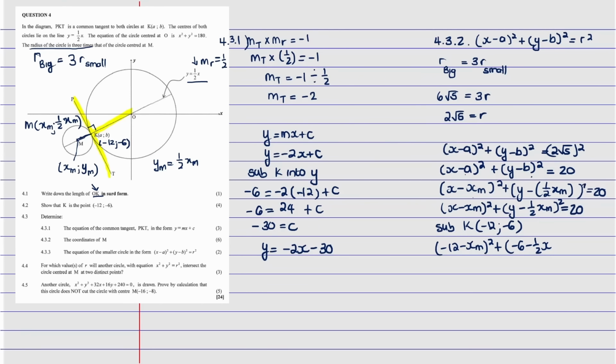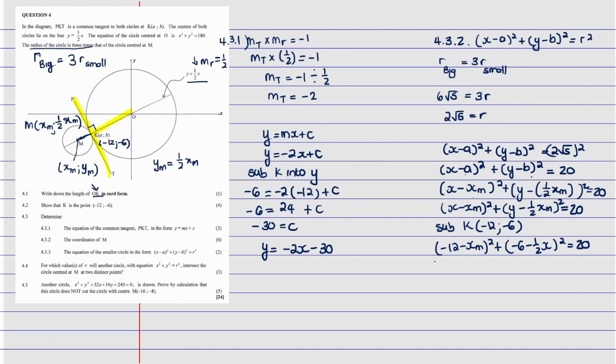I forgot this squared. Yes. Then this is going to be what? All squared is equal to 20. Do you see the fact that now everything is in terms of what? Everything is now in terms of xm, right? So now what I'm going to do is expand it. So when we expand it, we're going to have the following.